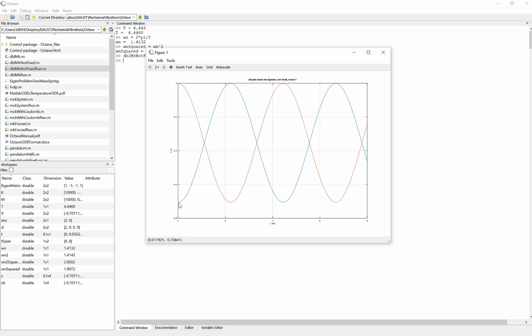I've pulled the masses apart and let them go. Notice that the zero point now is not 0, but it's going to be half of negative 0.70711. But basically, I have only excited that second mode. So I didn't anticipate that, but it makes sense once I do it.